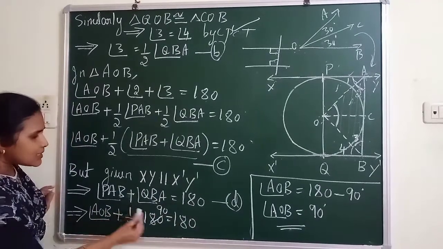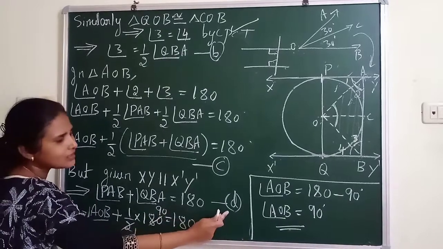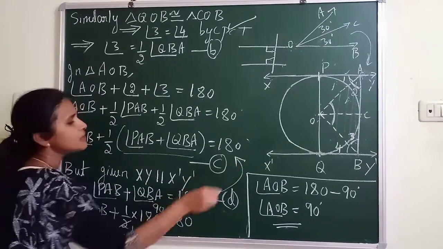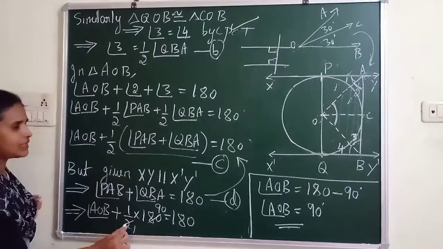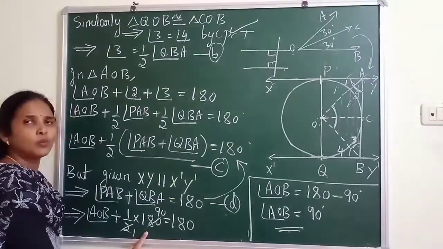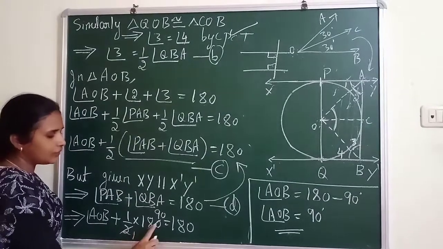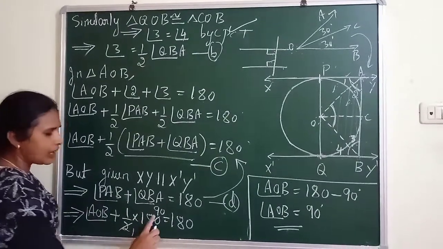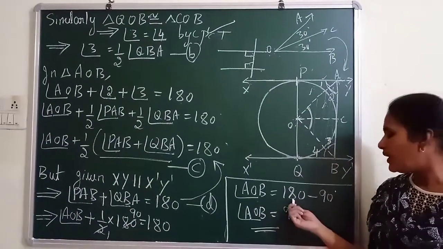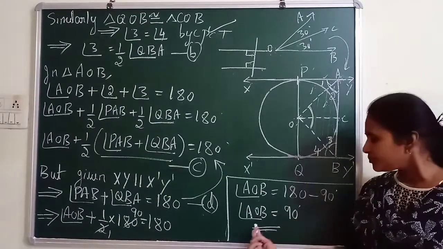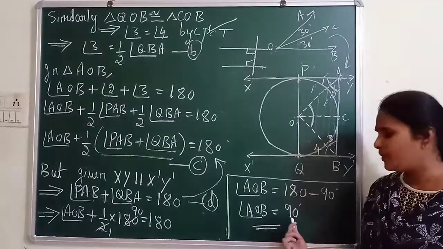So just substitute this now. Mark this as D. Substitute this D in C. So write AOB as it is plus half as it is, and this sum we got as 180. Now cancel half, that is 2 90s are 180, and bring this 90 here. So angle AOB equals 180 minus 90. So I got angle AOB as 90.